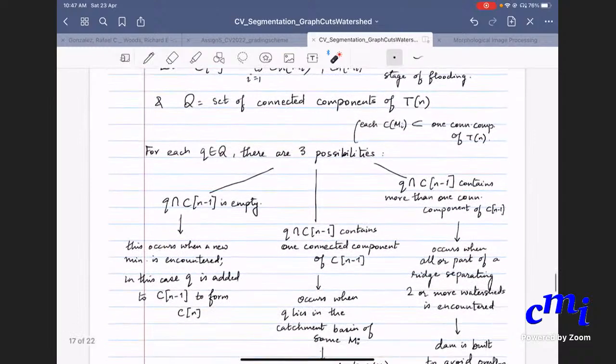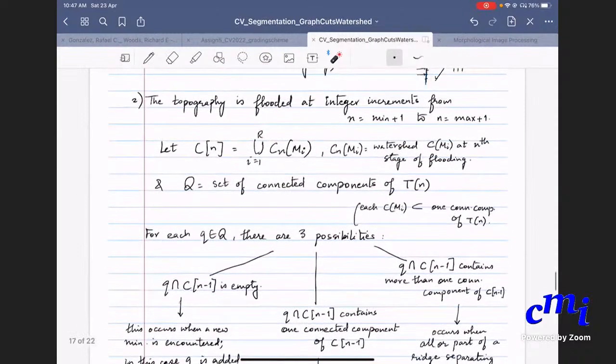So as n rises, depending on each connected component in Q, you have three possibilities. One is that for any connected component, that component intersection Cn minus 1.